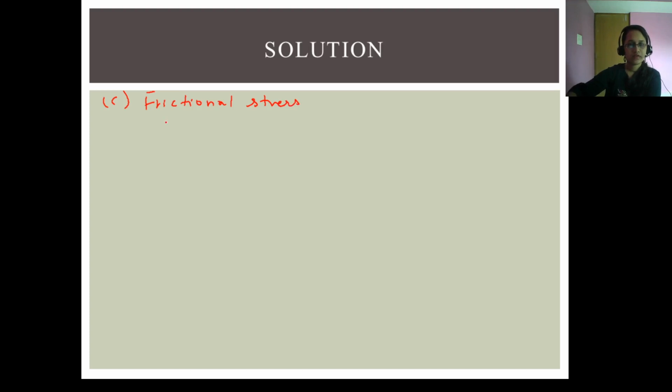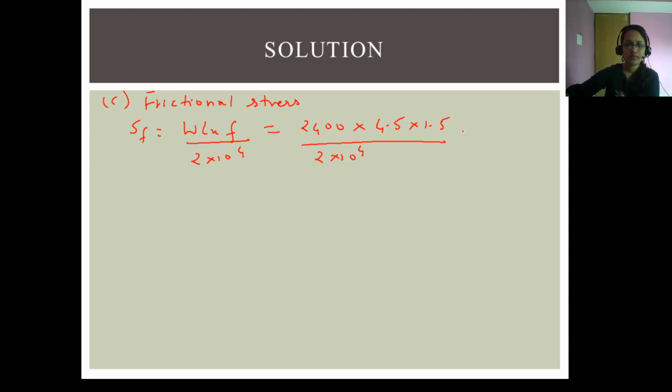Frictional stress is given by S_f equals W Lx small f upon 2 into 10 raised to 4. So W we know, that is 2400, into Lx is 4.5, into small f is 1.5, upon 2 into 10 raised to 4. So this value will work out to be 0.81 kg per centimeter square.